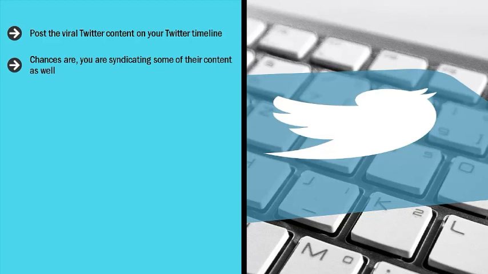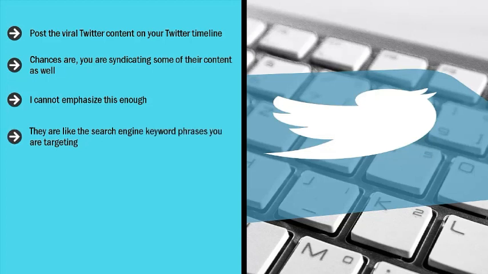Also, by this point, you already know what kind of niche-related hashtags people interested in your type of content would use. Use these hashtags. The trick here is to use Hootsuite or any other type of auto-publishing tool to rotate your hashtag. I cannot emphasize this enough. You have to rotate your hashtags. Why? When people are interested in a particular niche or a particular narrow range of subjects, they use hashtags. They are like the search engine keyword phrases you are targeting. The problem is, you don't know which hashtags will drive the most traffic. You're completely in the dark. This is why you have to rotate your hashtags.